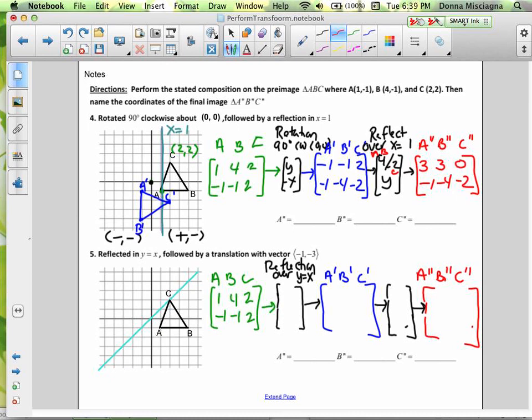So now let's see if that looks correct. We have 3, 1, 2, 3, -1. Right here is A double prime. And then 3, -4. Of course, x coordinates aren't going to change on that reflection. Or the y coordinates, excuse me, aren't going to change on that reflection. That would be B double prime. And then 0, 0, -2. Right here is going to be C double prime.